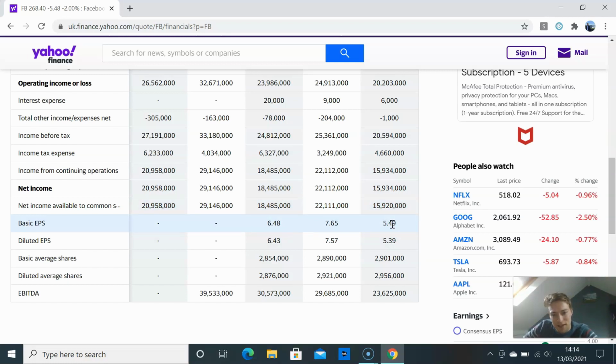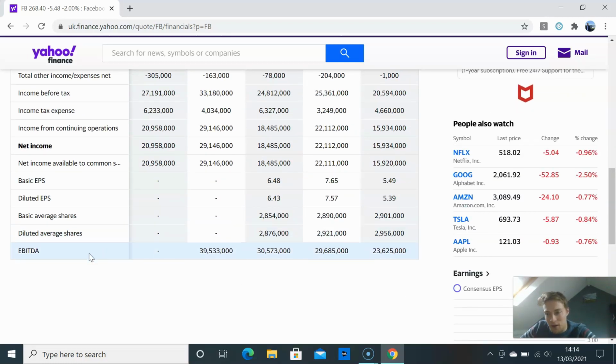So you can see that generally that trend of growing is still there. So the company is growing, which is good. And then just a quick note on what's on the bottom here.